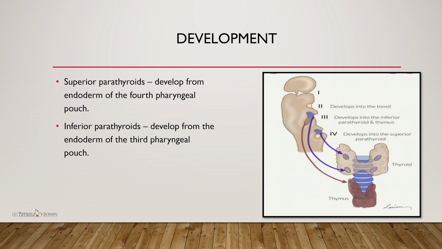The superior parathyroids develop from the endoderm of the fourth pharyngeal pouch, while the inferior parathyroid develop from the endoderm of the third pharyngeal pouch.